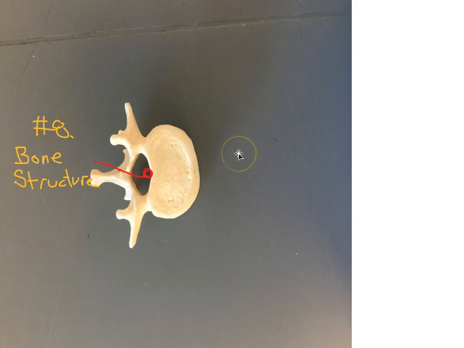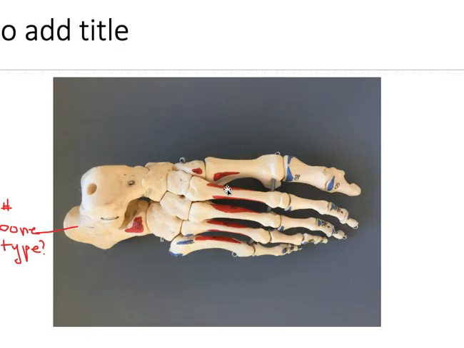In number 8, we are looking for this bone structure, this space. What is the name of that bone structure? Identify this bone type here.